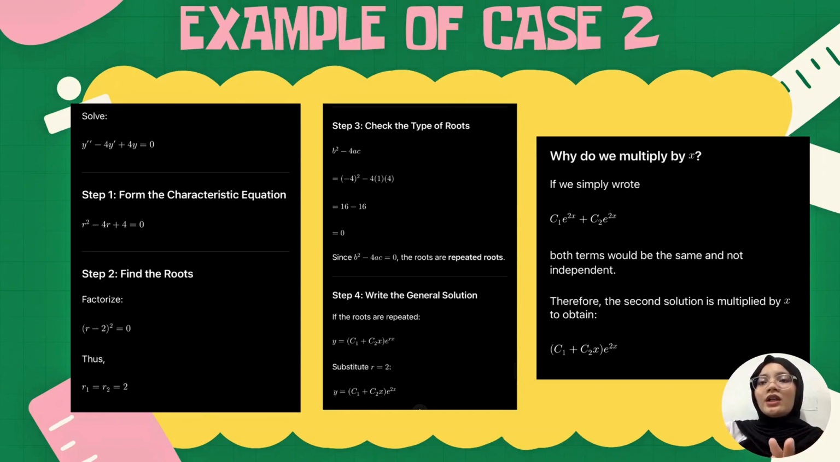In this equation, we multiply by x, because if we simply wrote it as c1 e^(2x) plus c2 e^(2x), both of them will be the same and not independent. Therefore, the second solution is multiplied by x to obtain the answer we got earlier.